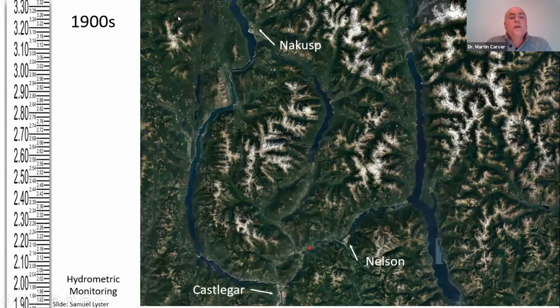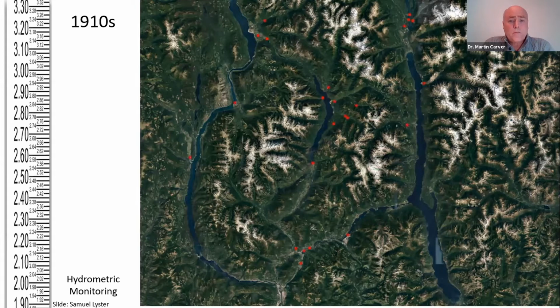So, first of all, I want to start with a little movie, and this is courtesy of Samuel Lister, a colleague in the Nelson area. And we're looking at the area from Arrow Reservoir across the Slocan Lake and across Kutenai Lake. So it's a southern portion of the Upper Columbia Basin. And what this movie will show is the history of hydrometric monitoring in this area going back to the 1900s. And you can see each dot is one of the federal stations.